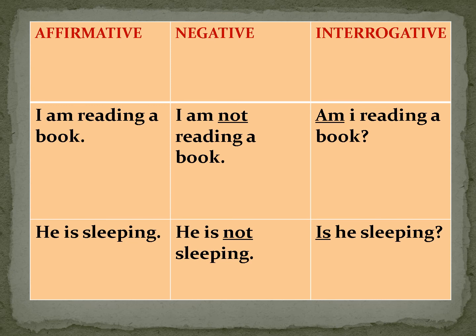Let's take a look at present continuous tense in affirmative, negative and interrogative sentences. First, affirmative sentences. I am reading a book. Second, he is sleeping. Next is negative sentences in which we add not. I am not reading a book. Second, he is not sleeping. Third is interrogative sentences. Am I reading a book? Second, is he sleeping?